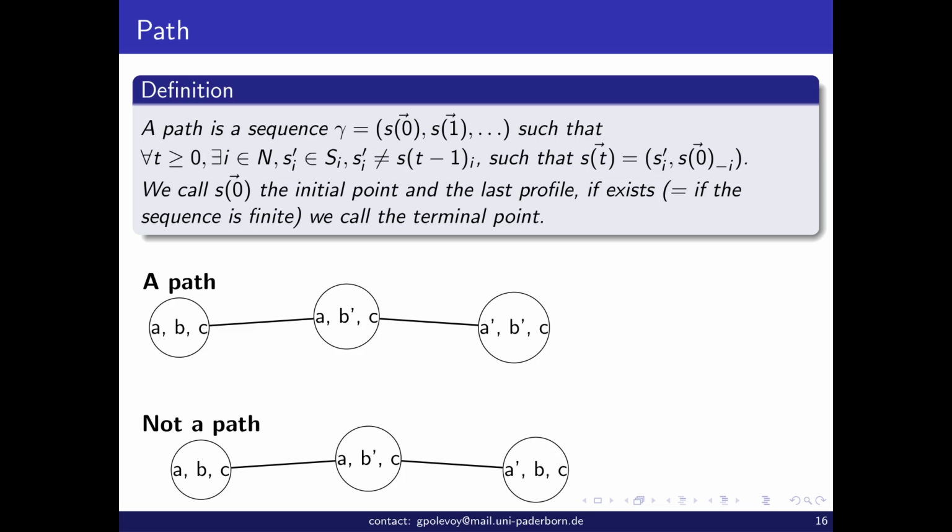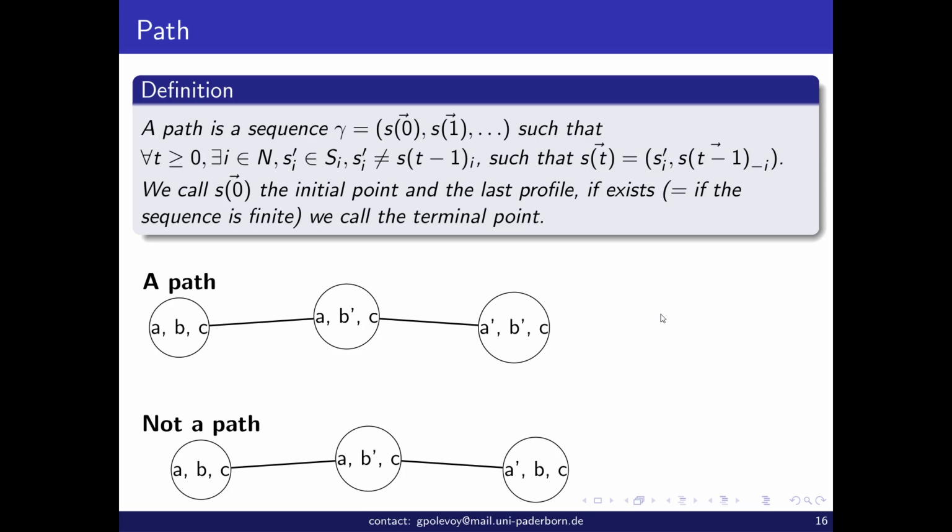And of course, I need to fix some typo here. Because at time t, there is one player i who changes, and the rest do the same as they did at time t minus 1, of course, not at time 0. So exactly one player changes her strategy. There is some i such that player i changes from S_i to S_i prime, and the rest do what they did in the previous time. So that's what a path means. Exactly one player changes strategy. We call the strategy profile at time 0 the initial point, and if the path is finite, so if there is also a last profile, then we call it the terminal point.